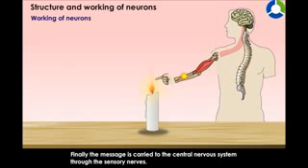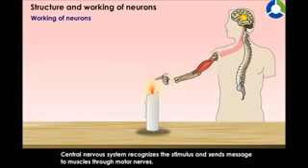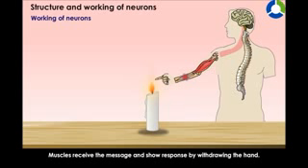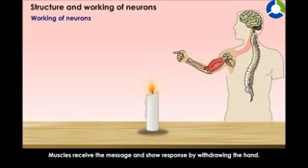Finally, the message is carried to the central nervous system through the sensory nerves. The central nervous system recognizes the stimulus and sends a message to muscles through motor nerves. Muscles receive the message and show response by withdrawing the hand.